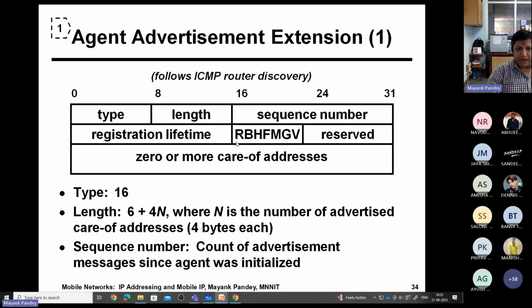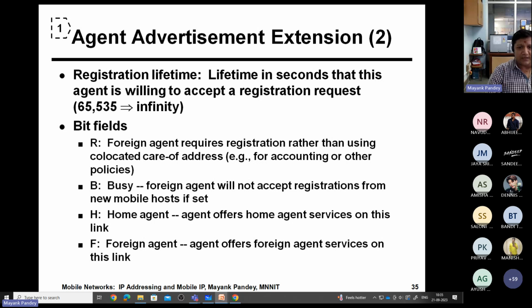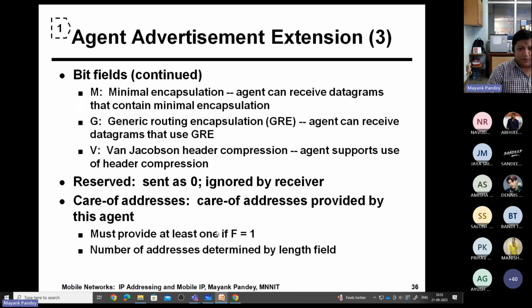There are some flags, RB, HF, MGV. Right now, only two flags are important, which are H and F. When the H flag is up, it means it is a home agent. When the F flag is up, it means it is a foreign agent. And then zero or more care-of addresses. As I told you, H means the agent offers home agent services on this link, F means the agent offers foreign agent services on this link, and then the number of care-of addresses provided by this agent.